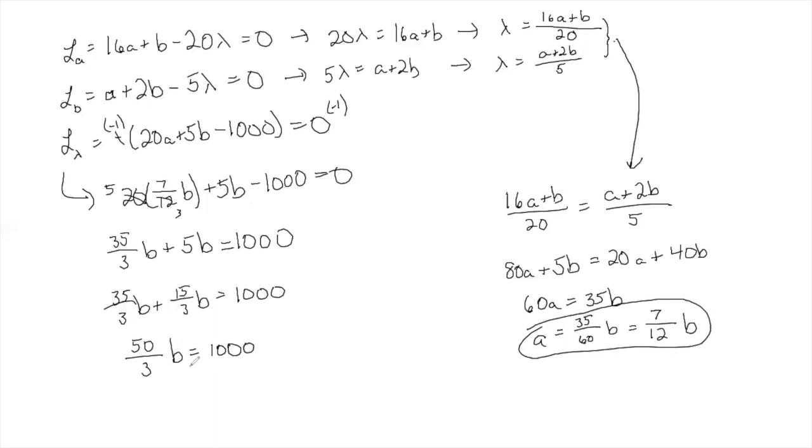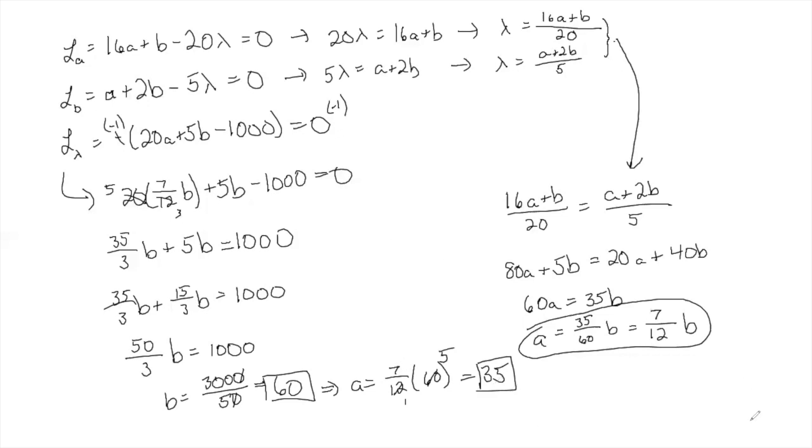Equals 1000. Now just solving for b, 3000 divided by 50. So you can cancel a 0. 5 goes into 30 6 times, so of course it goes into 300 60 times. So b equals 60. That's one of our critical points. And that leads us to conclude that A is 7 over 12 times 60. This is manageable. 60 over 12 reduces to 5 over 1, so A equals 35.